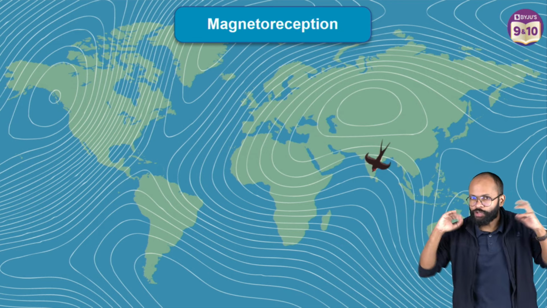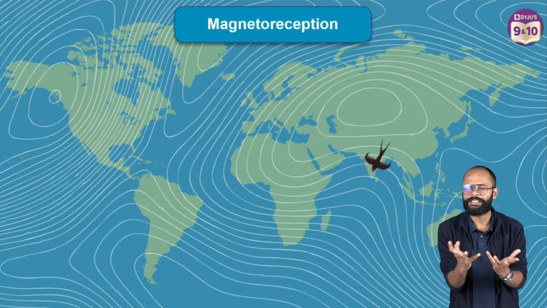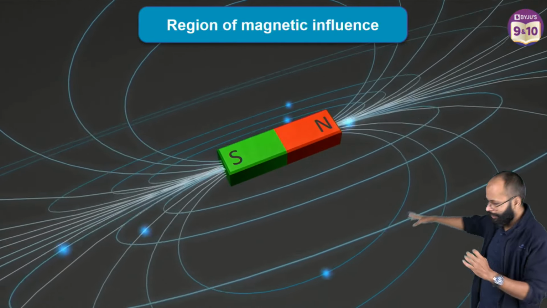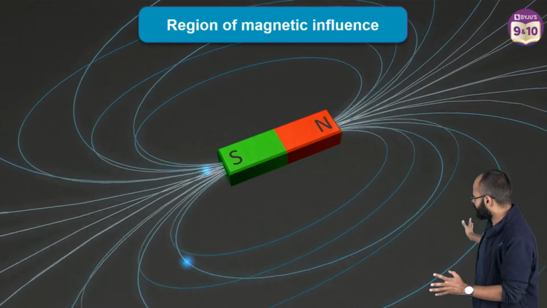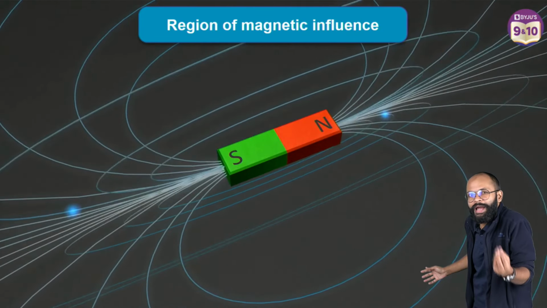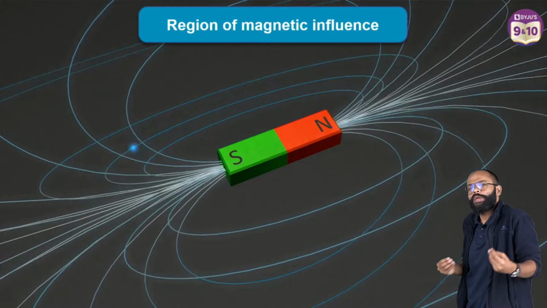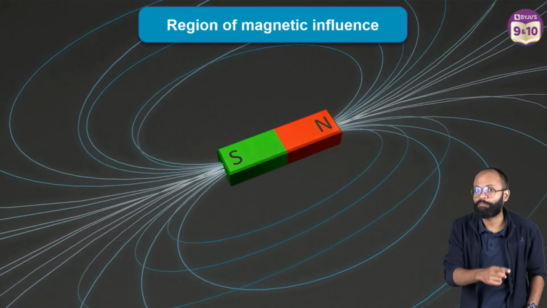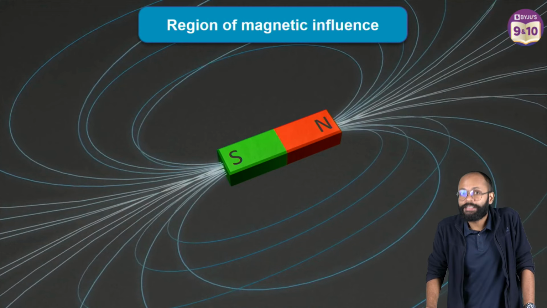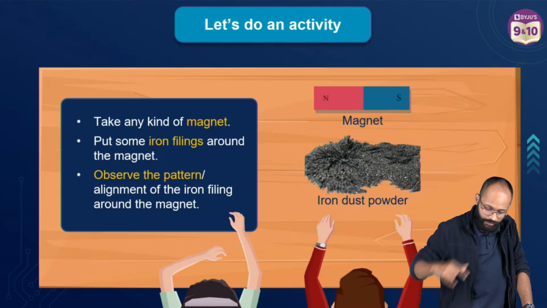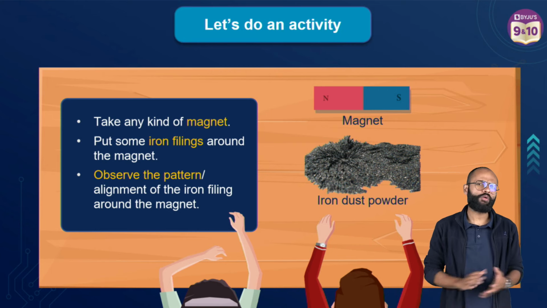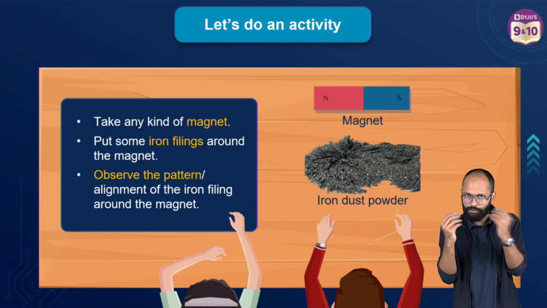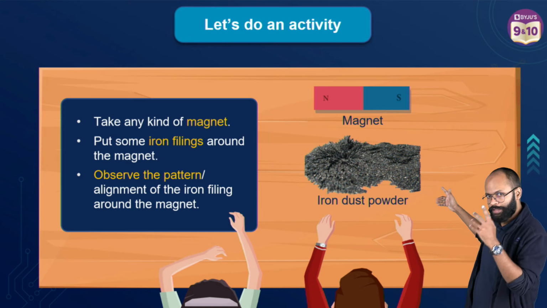Right? There is this region around a magnet where you can sense the magnetic properties. This is called the region of magnetic influence. Look at this magnet. Around it, there is this region where you can sense the magnetic field, or I would say where you can experience the magnetic force because of this magnet. This region is important because it is telling you that yes, there is some magnet over there, right? So how do we know how this region is? What is this region? Can we visualize it? Because it is invisible. Is there a way to visualize this?